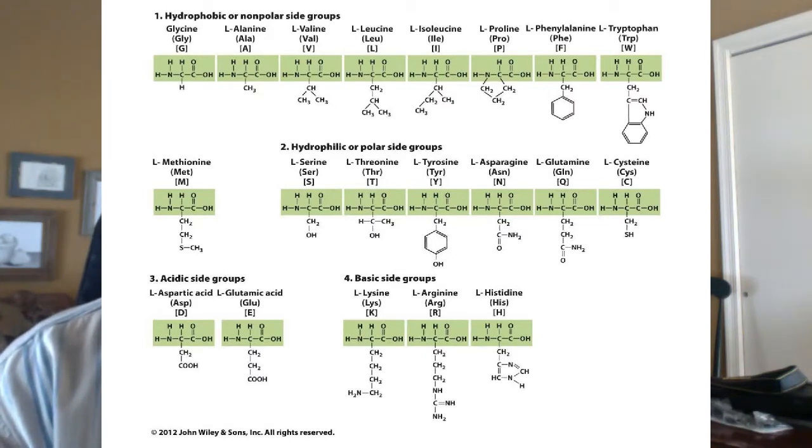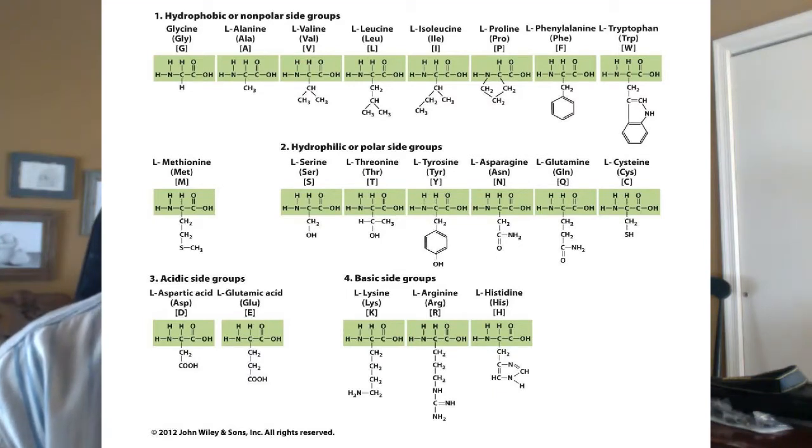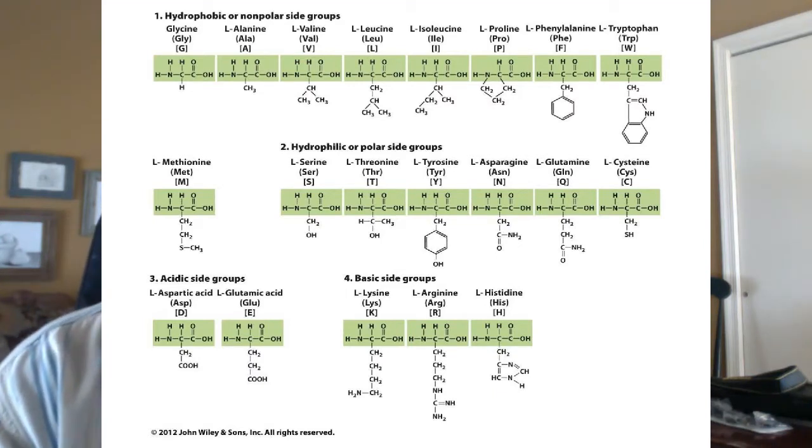Notice asparagine and glutamine are a little bit different. Asparagine in the second row under the hydrophilic or polar side groups. Asparagine is ASN, not ASP. The reason for that is ASP is aspartate, which is down the first one in the third row of amino acids.